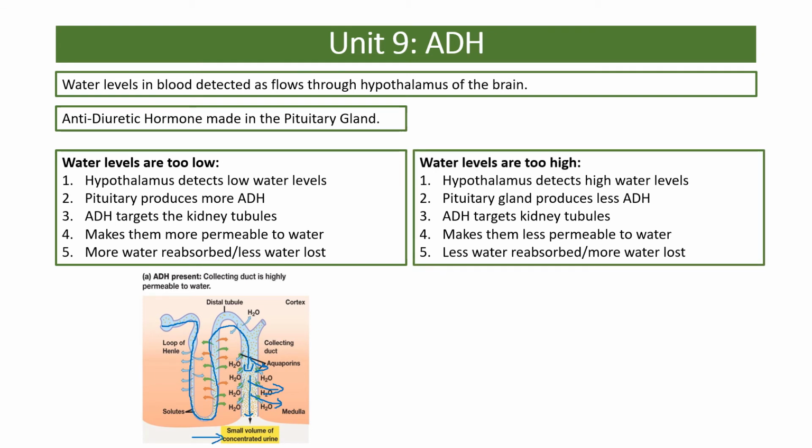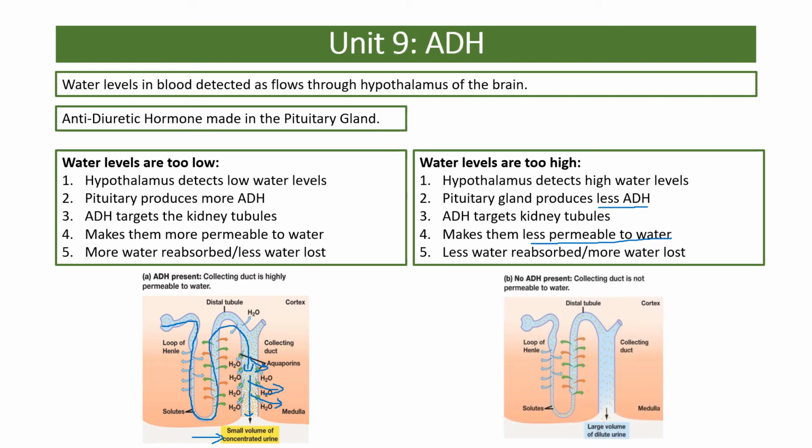Now, on a different day where water levels are too high, let's say you've drunk loads and it's not particularly hot, the hypothalamus detects those high levels. The pituitary gland therefore goes, no, we don't need this ADH hormone, so it releases less of it. Less of it goes to the kidney tubule. It makes them less permeable to water, so less is reabsorbed, and therefore more water goes down into the bladder.